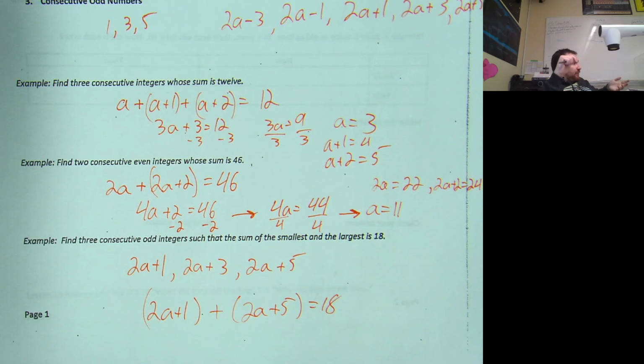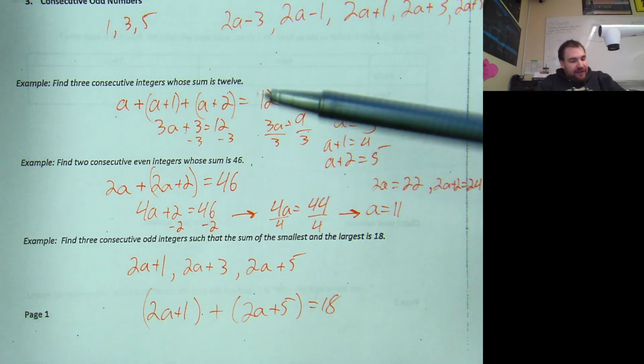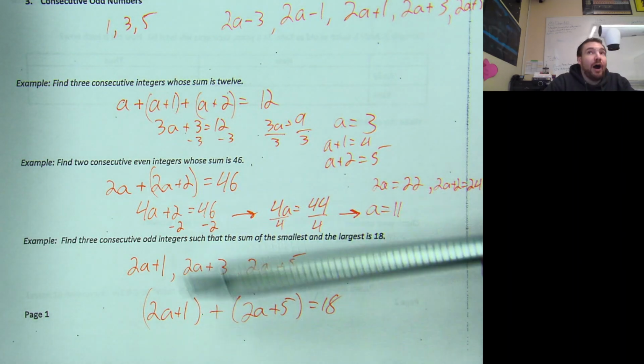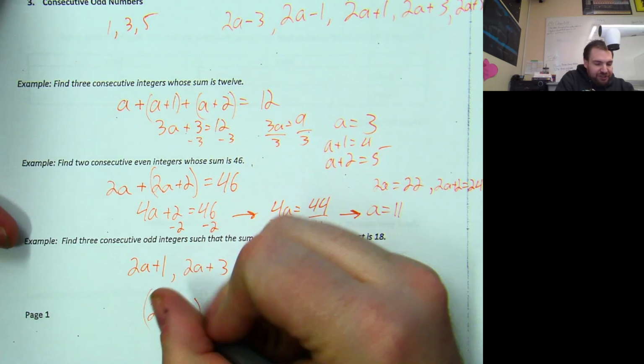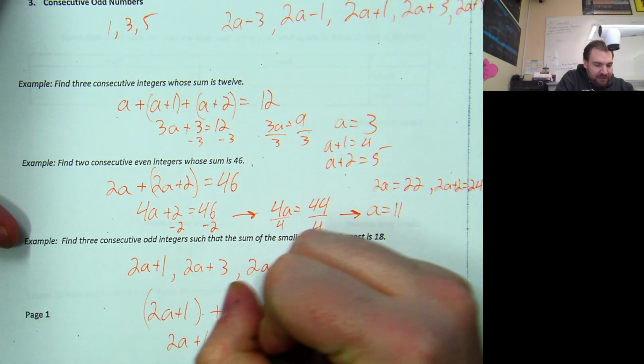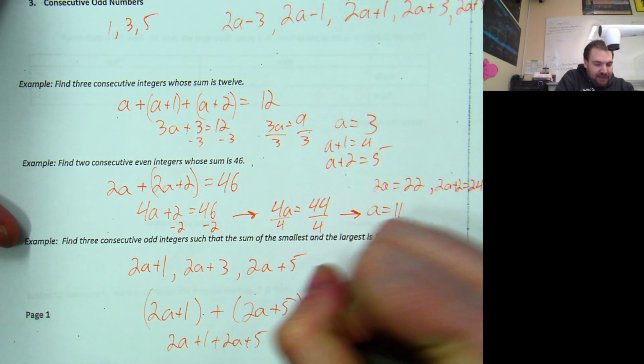So Nika asked, well, why are the brackets there? The brackets are there because I'm forcing them there because I want you guys to see exactly which expressions represent which numbers. 2a plus 1 is the first. 2a plus 5 is the second. Because I'm not multiplying in by anything, I can now drop those things. So this is just going to be 2a plus 1 plus 2a plus 5 equals 18.